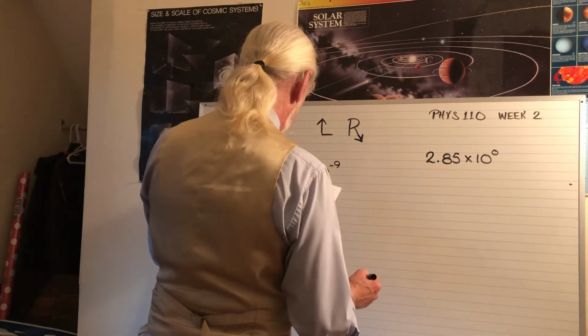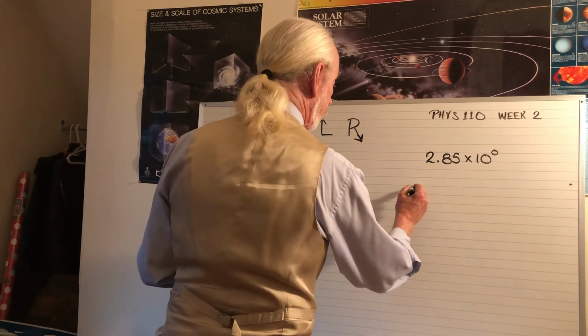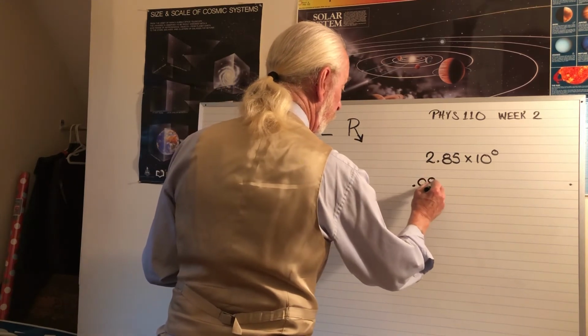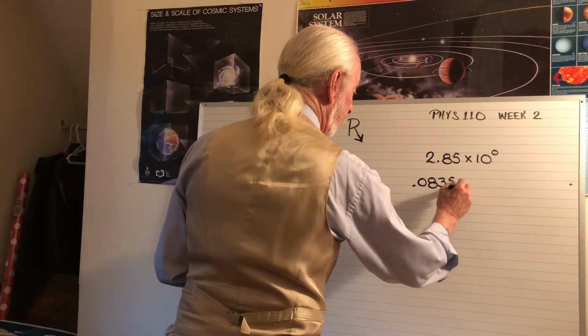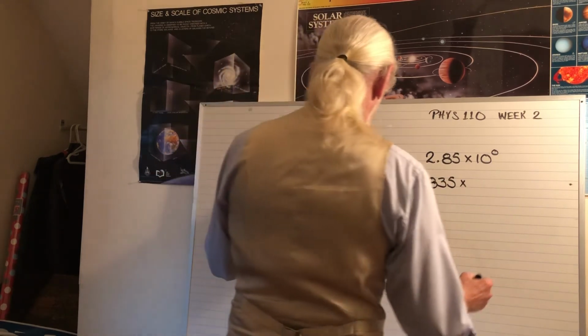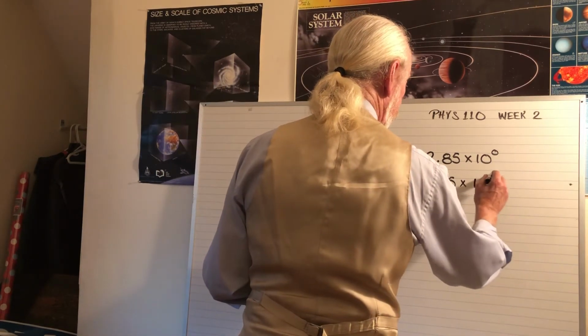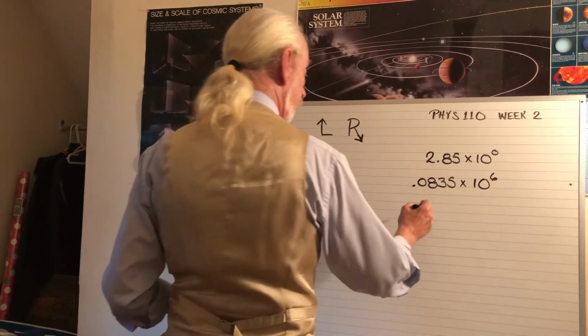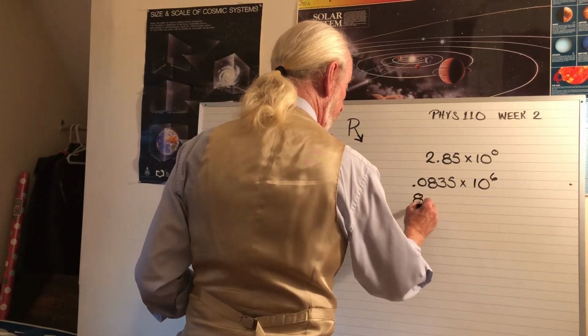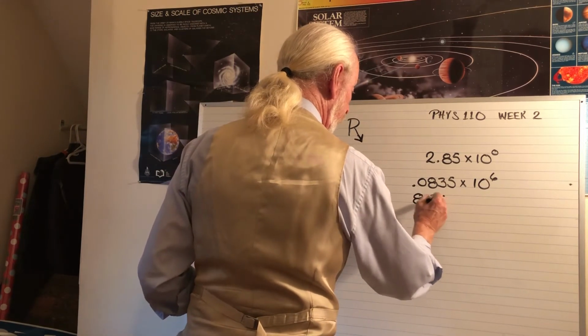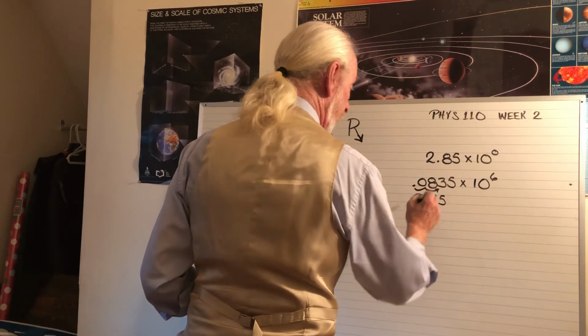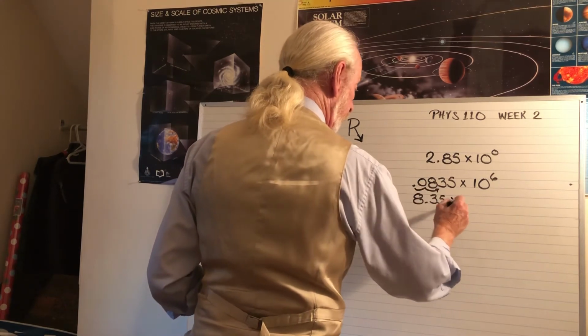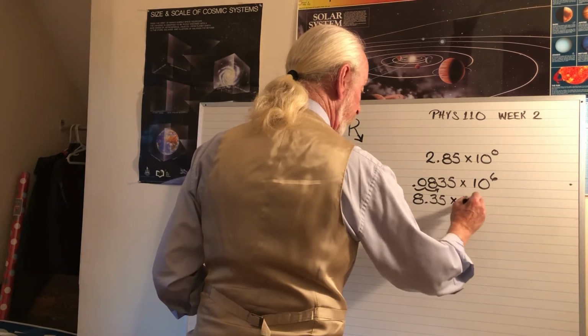We got, let's see, 0.0835 times 10 to the 6th. Okay, so I want it to read 8.35. I want 1, 2 to the right. So the exponent is going to go down. That's going to make it 10 to the 4th.